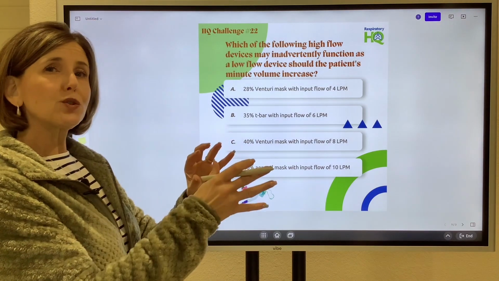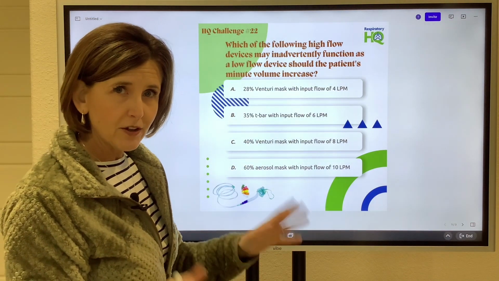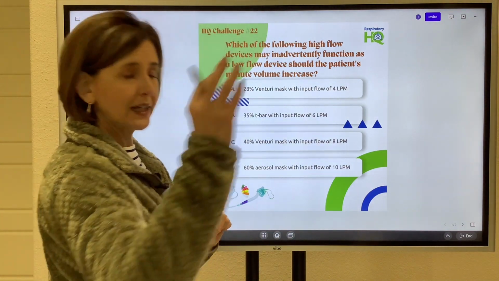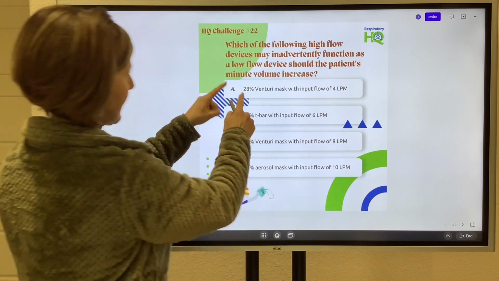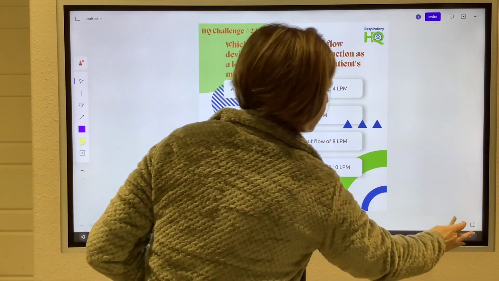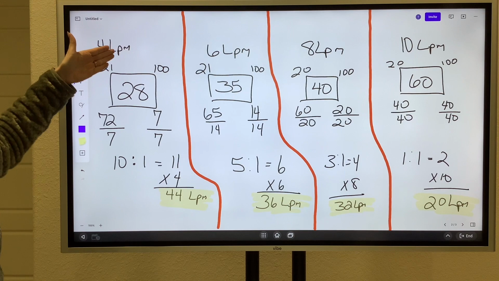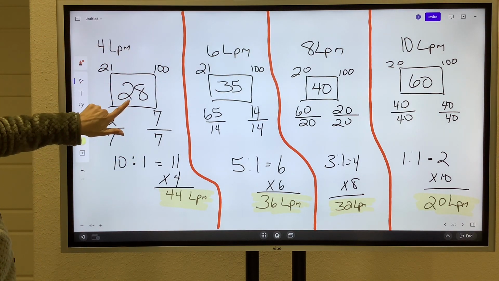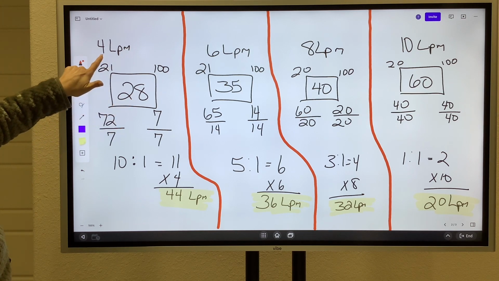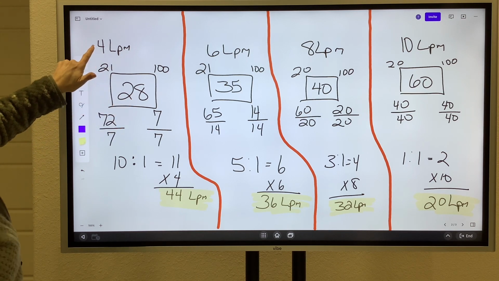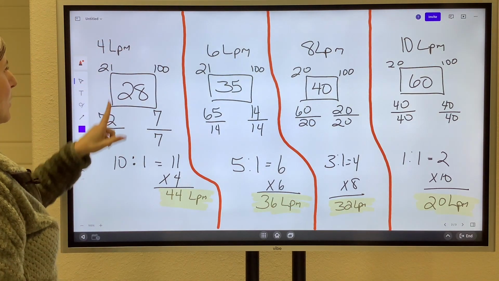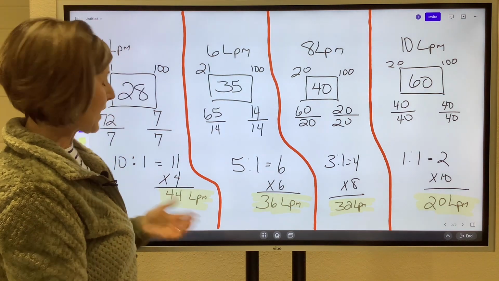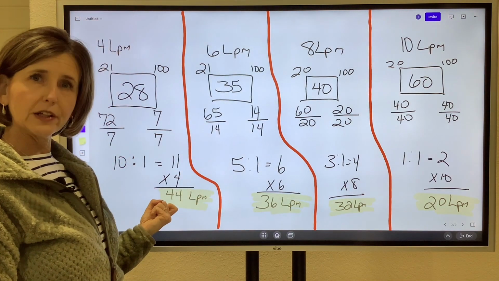So I'm fixing to switch to a page that shows a lot of math. Don't get scared. As a matter of fact, you can pause this video and look at each problem. But what I've done is I've taken each one of these examples and I have worked out the magic box. So I've done the total flow for a 28% Venturi mask when we run the oxygen flow meter at 4. And when you work through the math, when you set this up on the patient, they are going to be receiving a total flow from the device of 44 liters per minute.